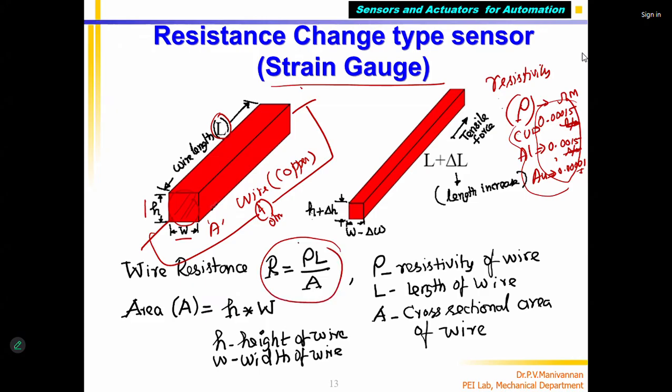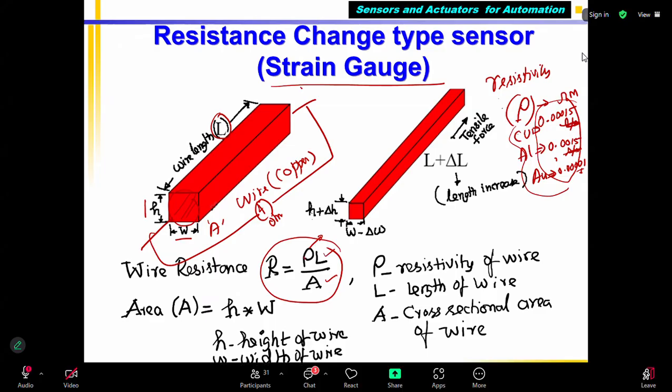This is the principle behind the strain gauge sensor. Very simple, correct? If a given wire is made of a certain material, copper or aluminum, the resistivity is fixed. That is not going to change. Then what other things are there? Length is there, area is there.